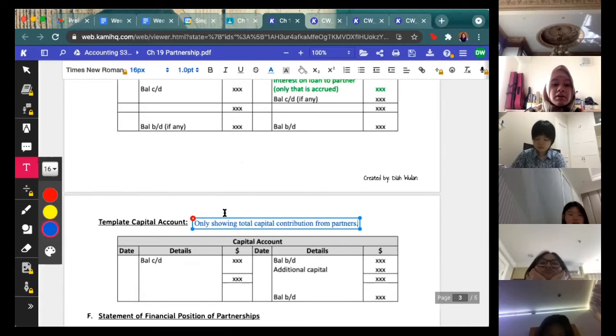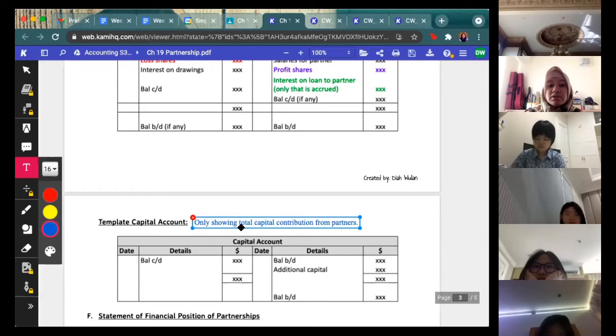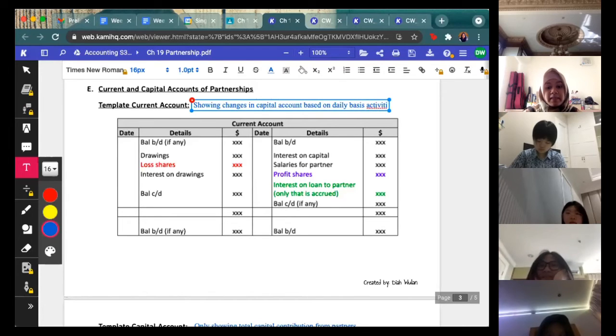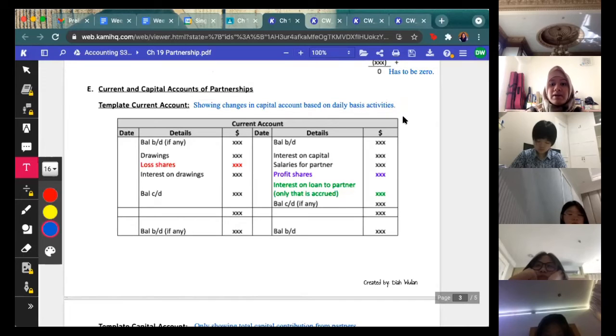Okay, now we have capital account that only shows how much capital is contributed from each partner. But current account is showing changes in capital account based on daily basis activity. Now, what I meant by daily activities. Don't forget, daily doesn't mean every day. Daily means regularly. So it can be every month, every day, every week, or every year. Once in a year is also called daily basis.